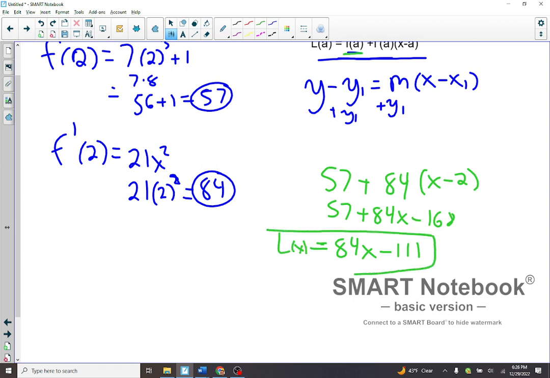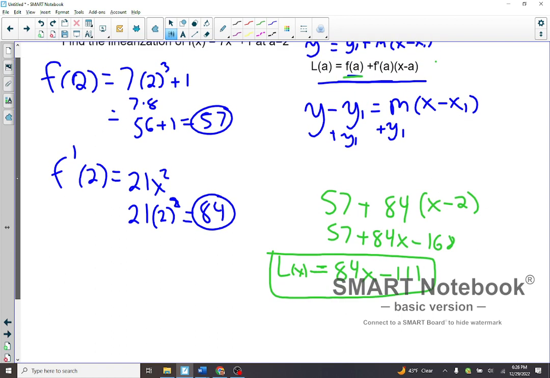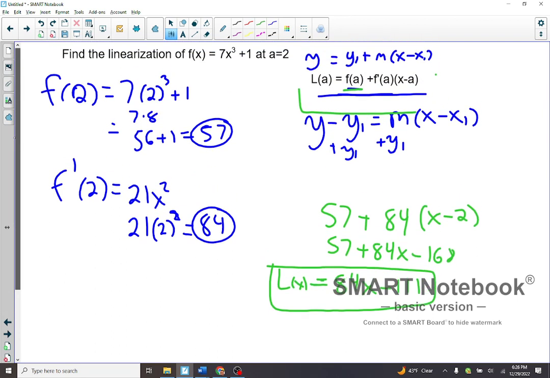Basically, this is another way you could get a tangent line. Linearization and tangent line go hand in hand. Basics for the linearization question, just remember this equation. If you have this equation, you'll be able to do the linearization of it.